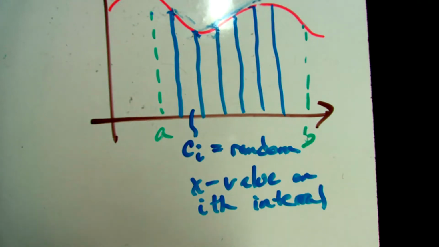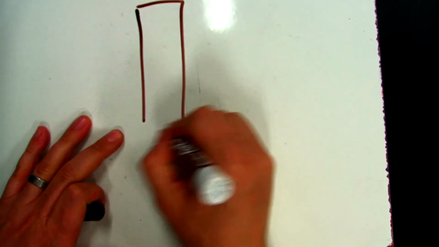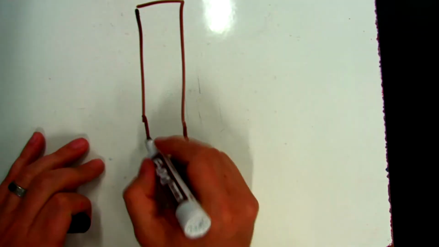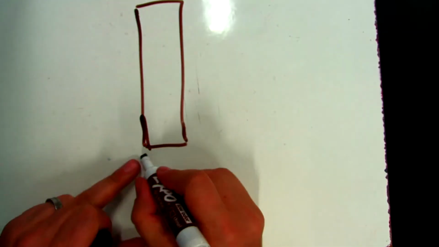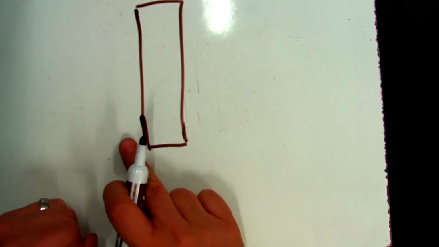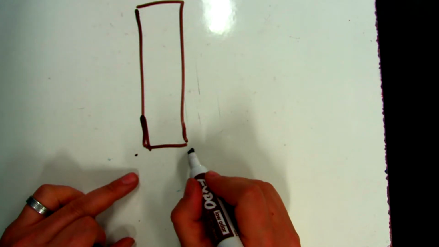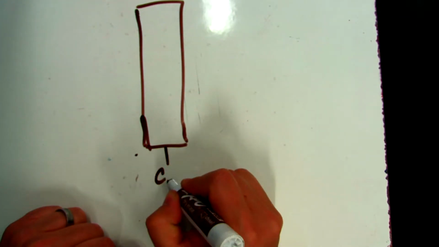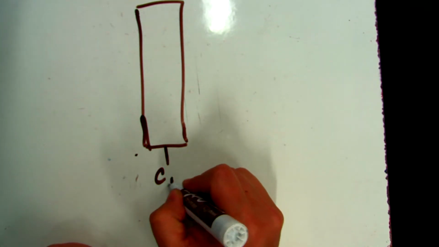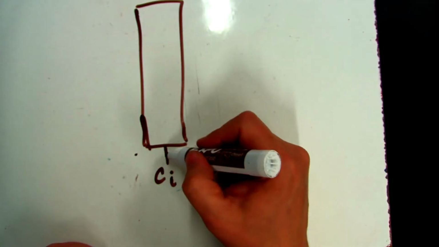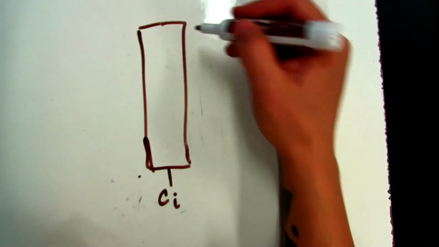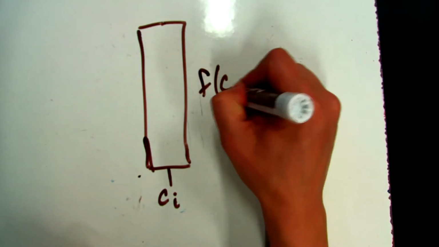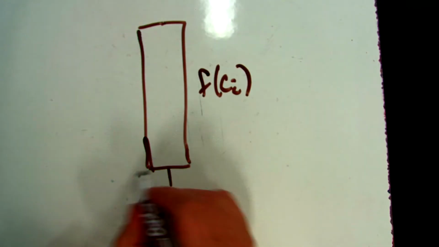Okay, so what does that look like? Well, we're going to have a rectangle. It's going to go from some x value to some other x value, so from here to here. And we're picking some point in here, Ci, that's going to determine the x value, and so the height is right here. So the height will be f of Ci, and the width of this rectangle is just delta x.